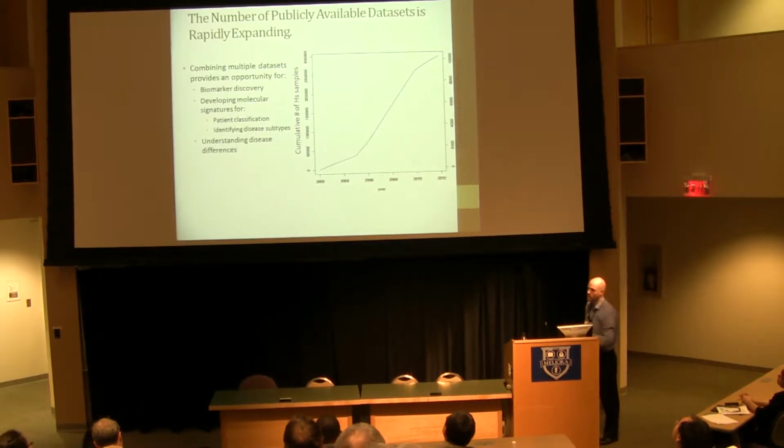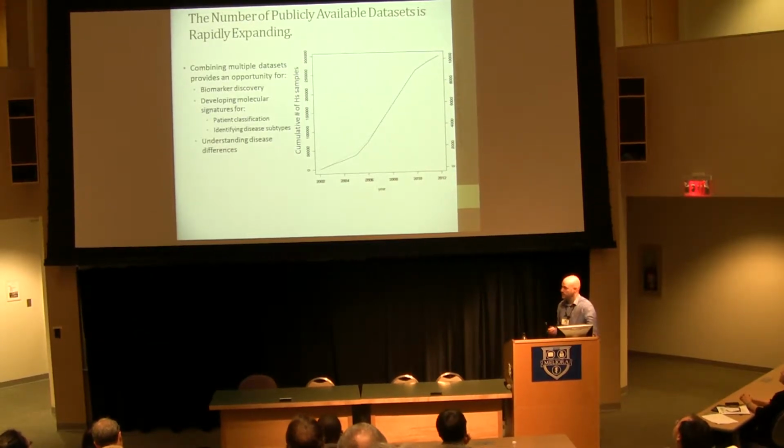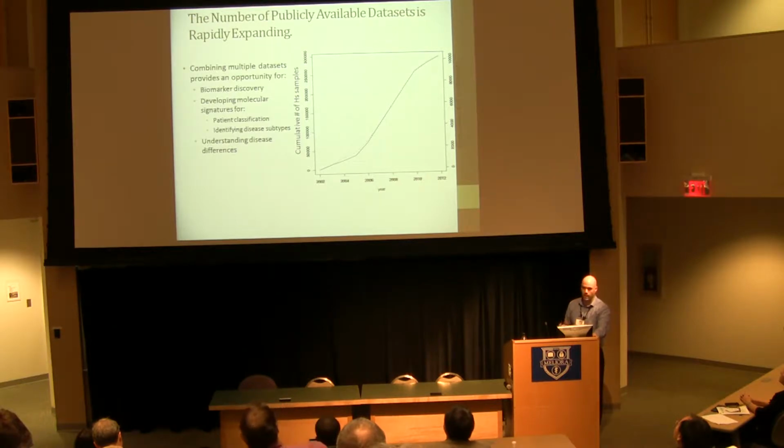And so what we want to do is make use of this data for our own purposes. We want to focus on blood profiling in immunologically relevant data sets. We want to do biomarker discovery that will help us distinguish patients, different subtypes of patients, understand diseases, and even develop some clinical assays.